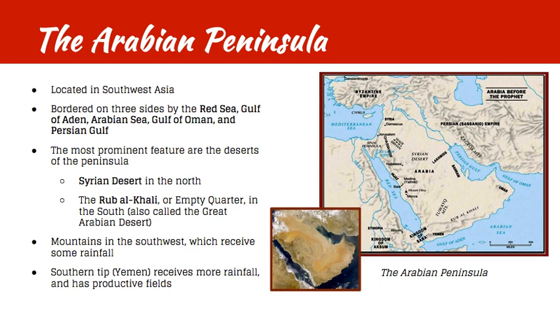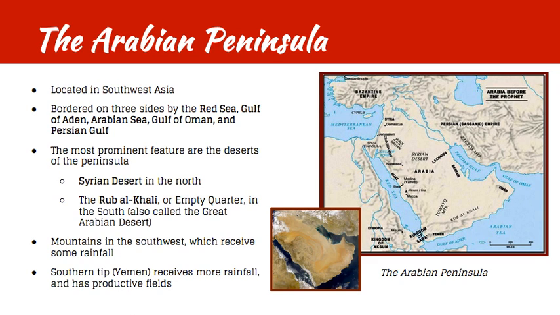Though the whole peninsula is not desert, there are mountains in the southwest which actually do receive some rainfall, and the southern tip of this peninsula, the area which makes up the country of Yemen present day, receives a great deal of rainfall and actually has very productive fields.